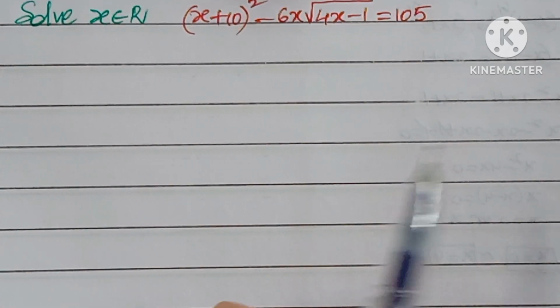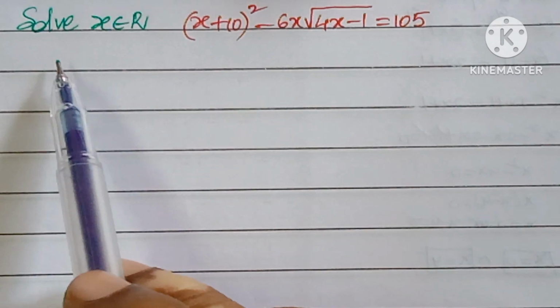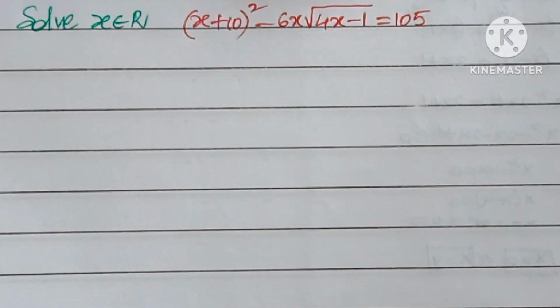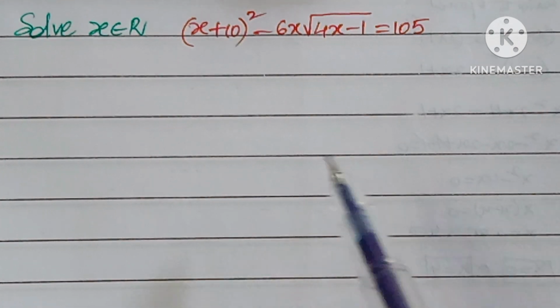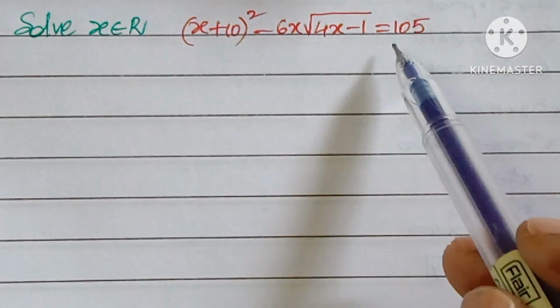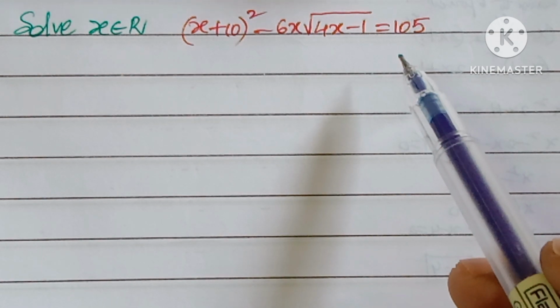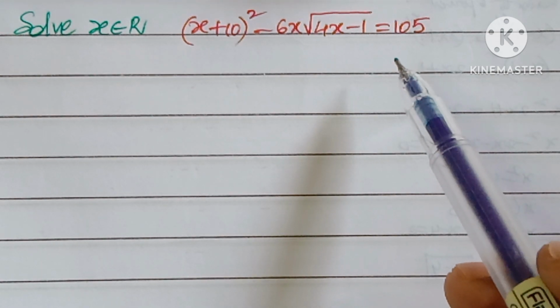Today we are looking at one logical question. The question is: given x belongs to real numbers, solve (x + 10)² − 6x√(4x − 1) = 105. As you are going to solve this problem, pause the video for 10 seconds and try it out.